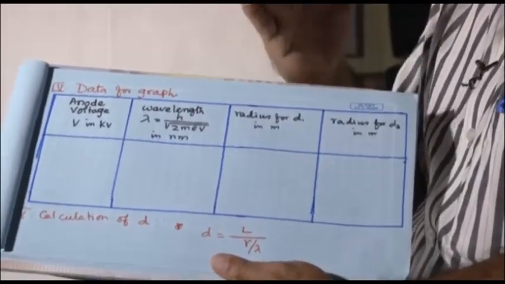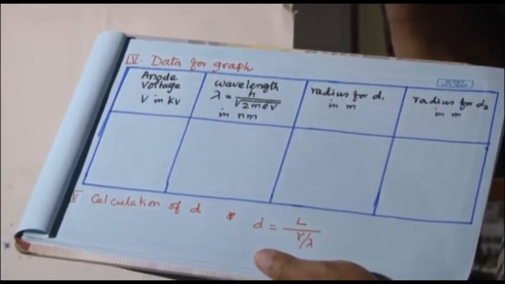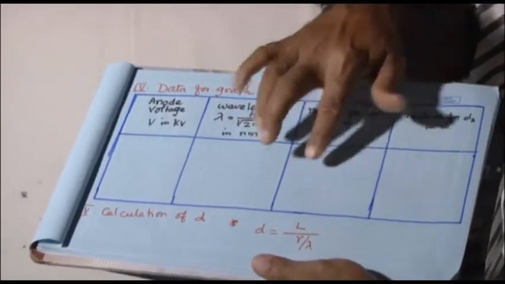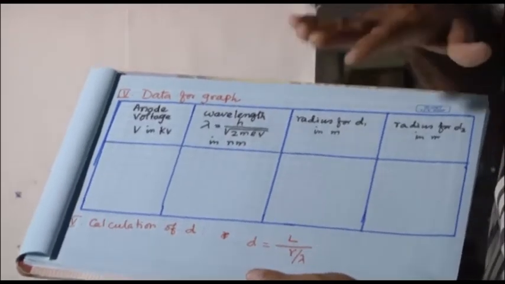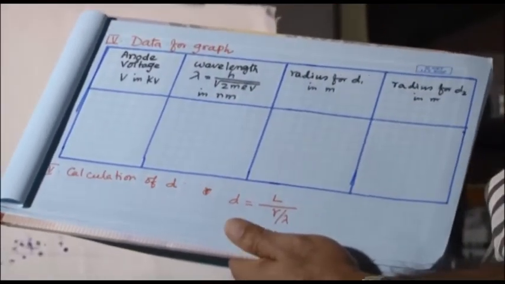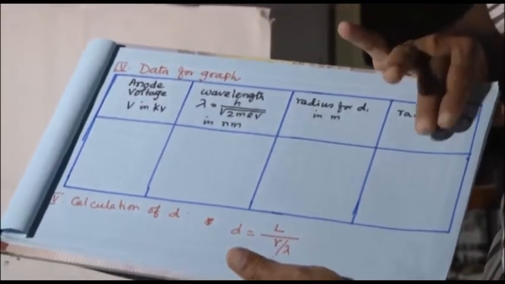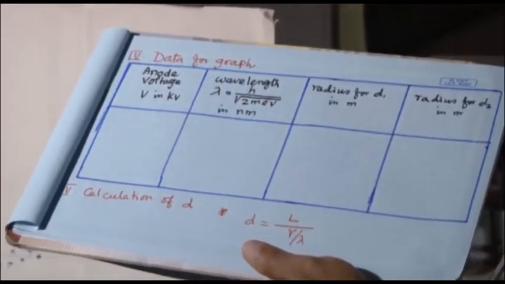From that graph, the slope will give you r by lambda. As I mentioned, the slope will give you r by lambda. So from this graph you can find out this r by lambda. This is for ring 1 and this is for ring 2, and correspondingly you will get d1 and d2.